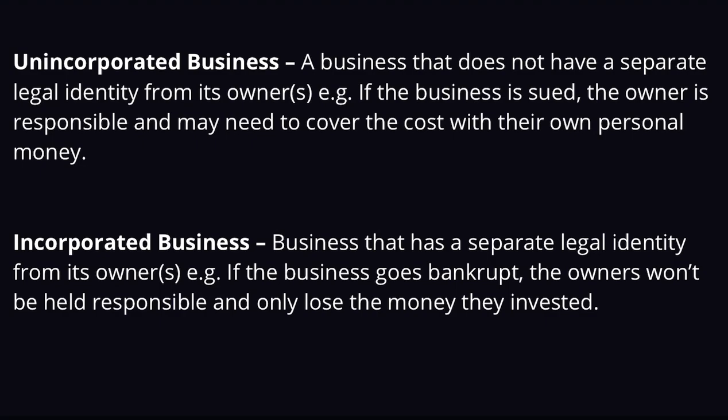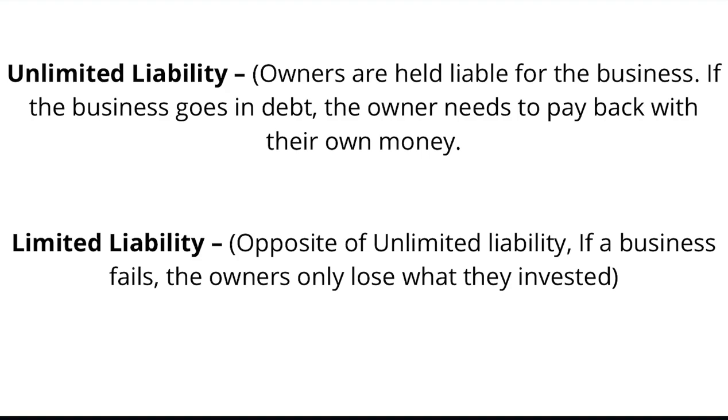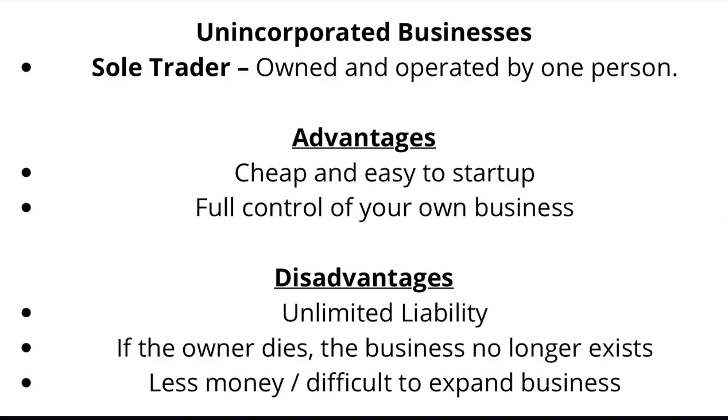For example, if the business goes bankrupt, the owners will not be held responsible and they will only lose the money that they invested. Unlimited liability is when owners are held liable for the business. So if the business goes in debt, the owner will have to pay back with their own money. Limited liability is the opposite of unlimited liability. So if a business fails, the owners will only lose what they invested.